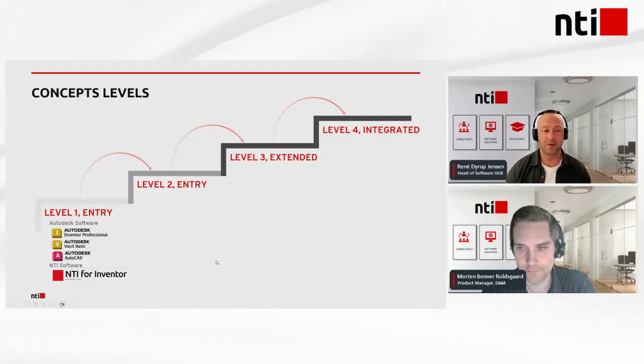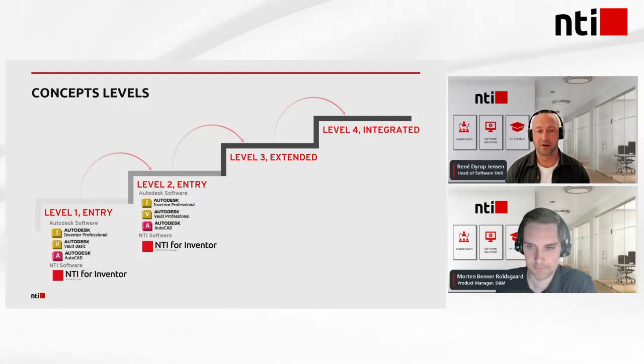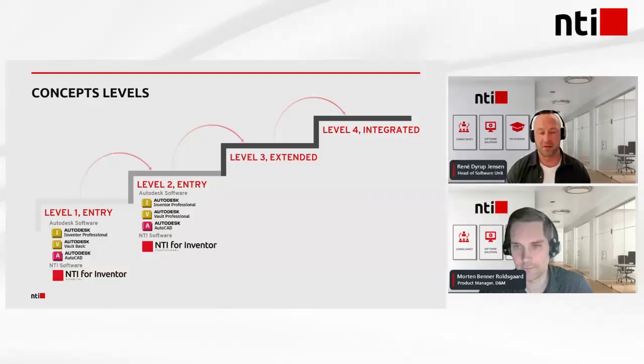On the second level, we will exchange Vault Basic with Vault Professional, and we will also go to the professional version of NTI for Inventor. With this version, you can begin to publish files from Inventor directly to Vault. And you will also have additional tools inside Inventor to gain an overview of your structures and the file status.